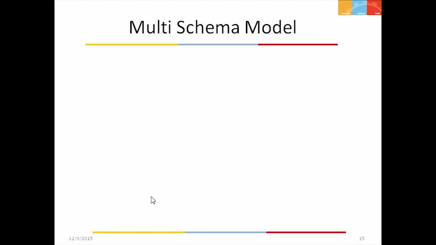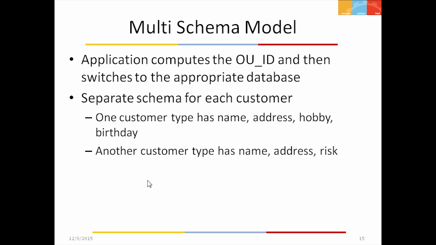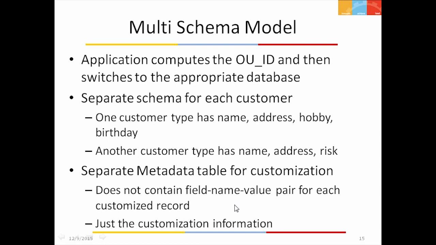Let's look at the multi-schema model. Here the application computes the OUID and then switches to the appropriate database. Each customer has its own schema. For example, one customer type can have name, address, hobby, birthday. Another customer can have a name, address and risk. So there is a separate metadata table for customization. Therefore this field name and field value pair is not necessary in this case. Just the customization information is good enough.